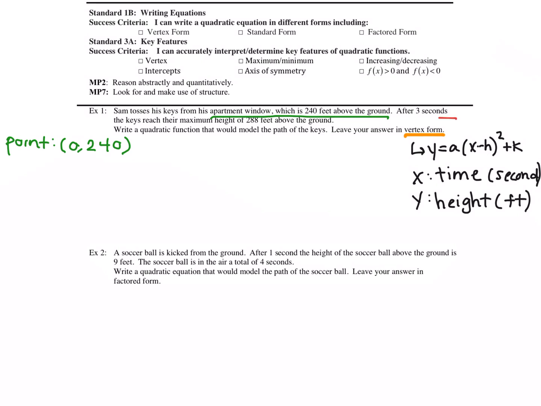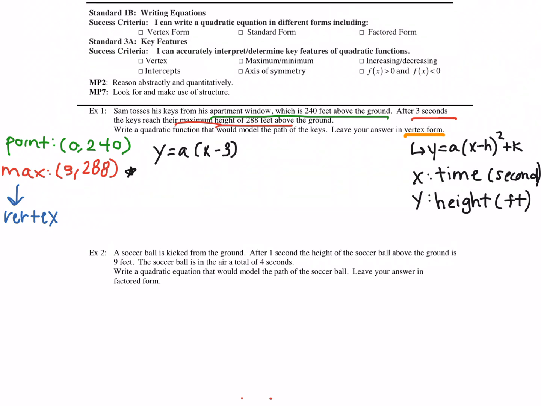Now it says after 3 seconds, they reach their maximum height of 288 feet. So our max is going to be 288. Another word for maximum is vertex. So now we need to substitute our values in. So we'll use y equals a, x minus, we'll use our numbers from here, minus 3 squared plus 288. But we need to figure out what our a equals.